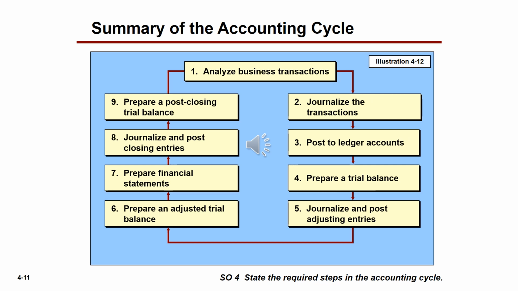And finally, we can prepare financial statements. We learned that in chapter 1 as well. After that, we journalize and post the closing entries, just like we've learned in this chapter. And from there, we can prepare a post-closing trial balance. So that's pretty much the complete accounting cycle that any accountant needs to go through on a regular basis to perform his job requirements.